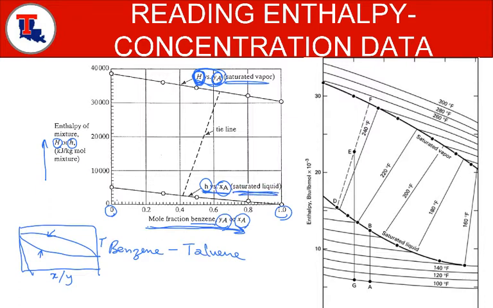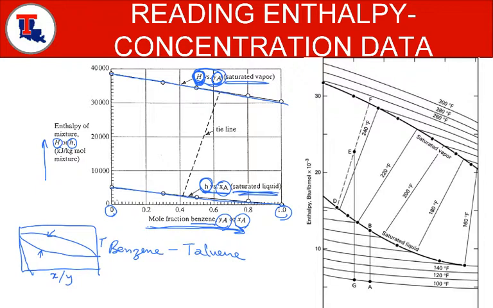Okay, so this way you have two curves. One is the saturated vapor curve, one is the saturated liquid curve, capital H and small h, both representing enthalpy of the vapor and the liquid phases.